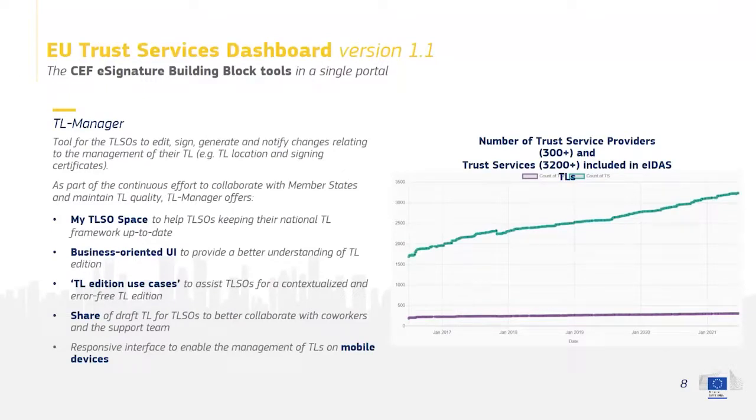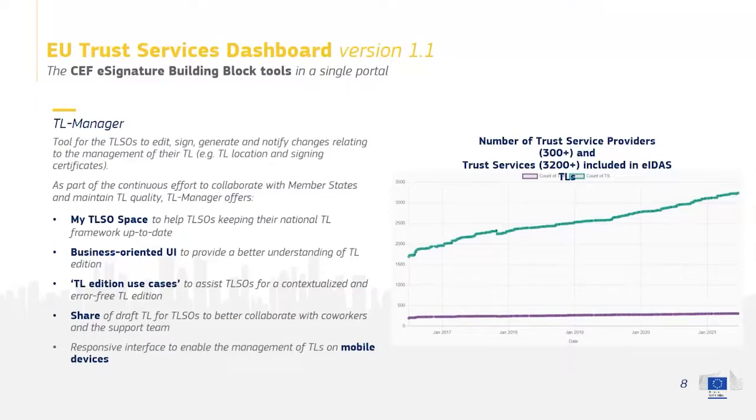And so as part of the continuous effort to collaborate with member states and maintain trusted list quality, this new version of the TM manager offers a My TLSO space. So it's really a space dedicated for each national TLSO that gathers in a single page all the information that are relevant for the TLSO to manage the trust framework, the national trust framework, and so it helps the TLSOs to keep their national trust framework up to date.